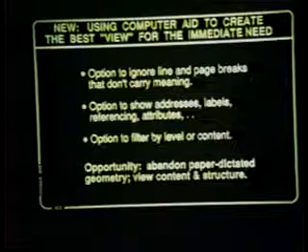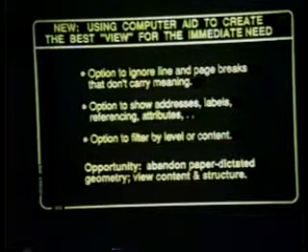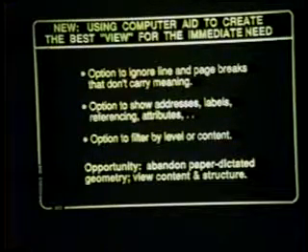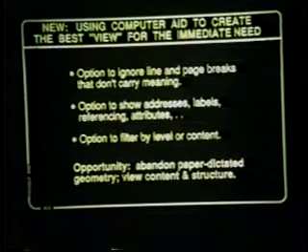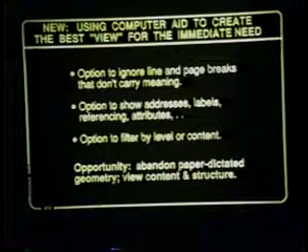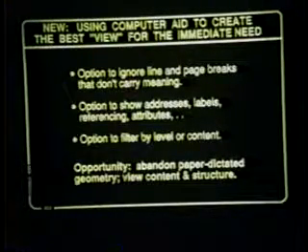So it says, well, look, we have an option. We could ignore the line and page breaks that don't carry meaning. We have an option to show addresses, labels, referencing attributes, etc. if we wish. We have an option to filter by level or content if we wish. It's an opportunity to abandon the paper-dictated geometry so that we can now view content and structure in flexible new ways. So I thought, boy, that's what we're just doing, starting to take advantage of what you do in the left hand and modify the right and do the coevolution and shift your paradigm. So that's important to get things like that started.